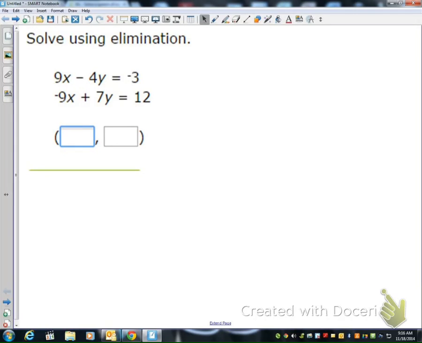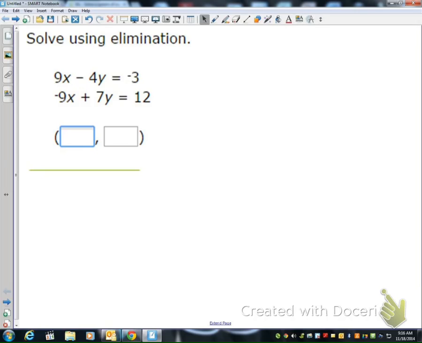So the one thing that should stand out to you as a good problem to solve by elimination is usually if they are in standard form, where you have an x term plus or minus a y term equals a constant term. Then that's going to be a good one to solve by elimination.